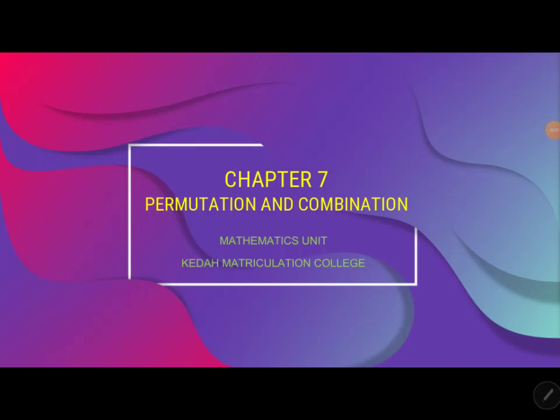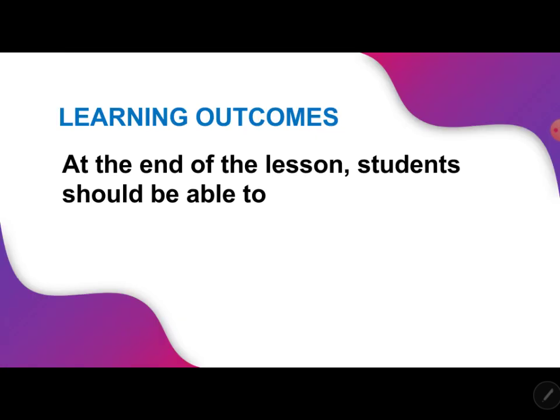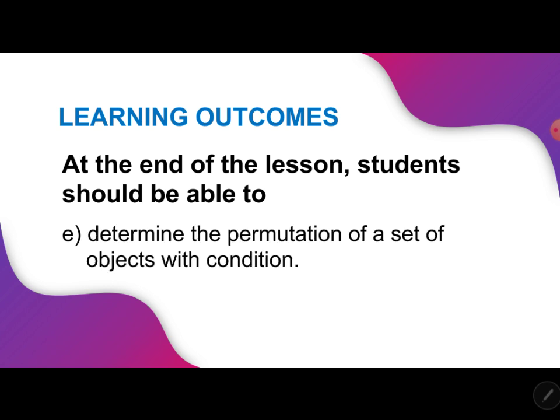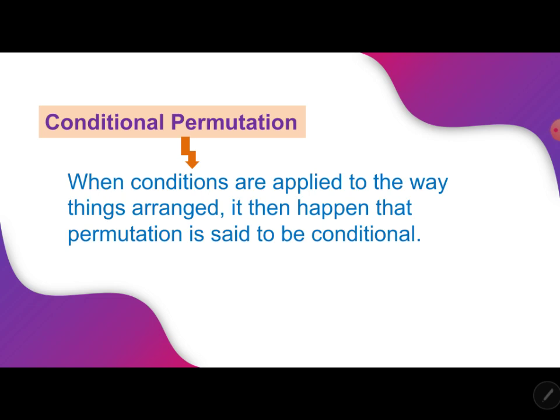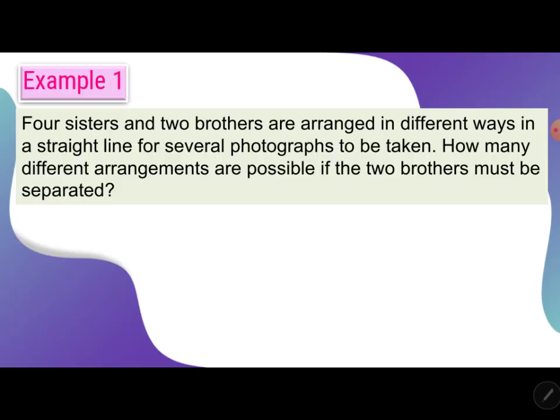Lecture 2 of Chapter 7, Permutation and Combination. So, learning outcome for this lecture. At the end of the lesson, students should be able to determine the permutation of a set of objects with conditions. So, now we have to follow the condition. Conditional permutation. When conditions are applied to the way things are arranged, the permutation is said to be conditional.